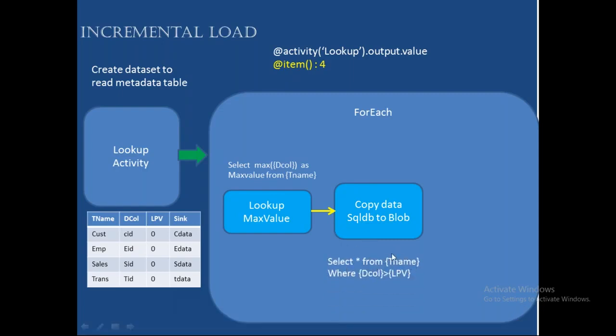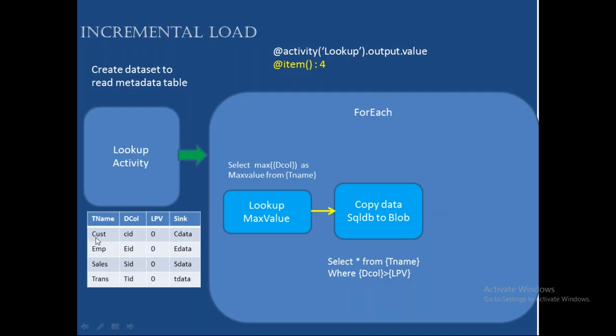Select star from table, where the table name I need to pass dynamically, where delta column greater than last processed value. Let's consider the first table. See, table name is going to be cust, so it will become select star from cust where delta column CID greater than last processed value, greater than 0. Whatever records I have, all those records I will take and I will load it into the blob storage. This is clear.